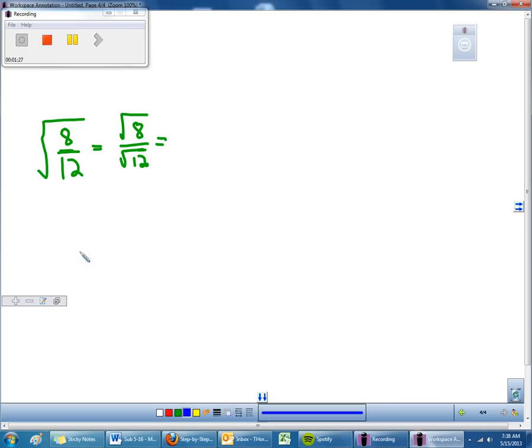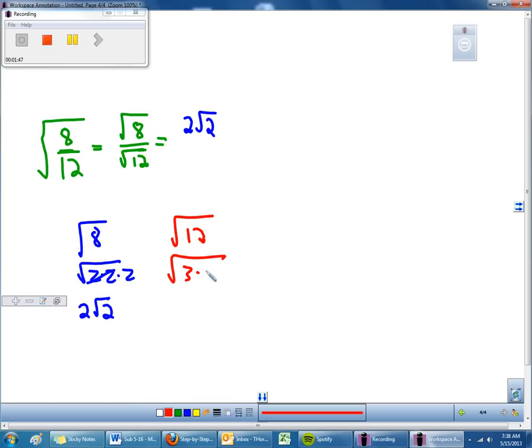If I come down here and simplify square root of 8, I know that's the same thing as 2 times 2 times 2, or in other words, that's the same thing as 2 square roots of 2. Then, if I take my square root of 12, I know that that's the same thing as square root of 3 times 4, or in other words, the square root of 3 times 2 times 2, or in other words, 2 square roots of 3. So once we're here, I rewrote square root of 8 as that and square root of 12 as that.